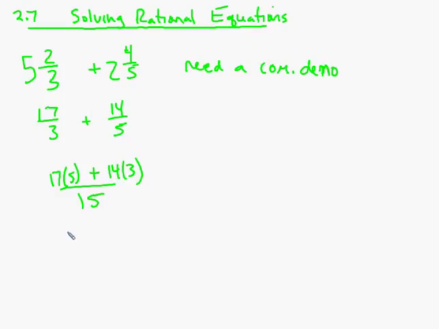Multiply those two numbers and add that one. 17 times 5 plus 14 times 3. 85. Okay, and then we add those and we get 127 over 15, and then we reduce if possible.